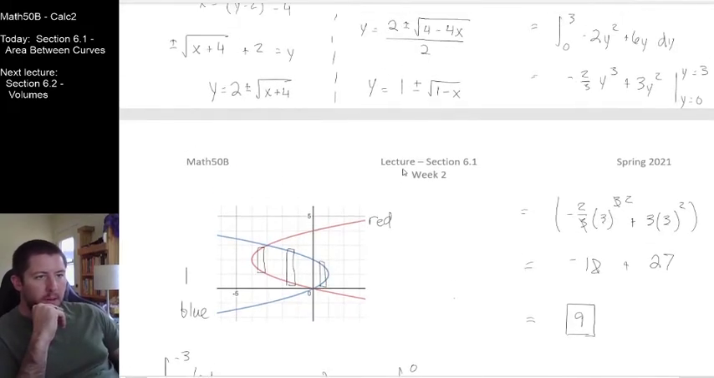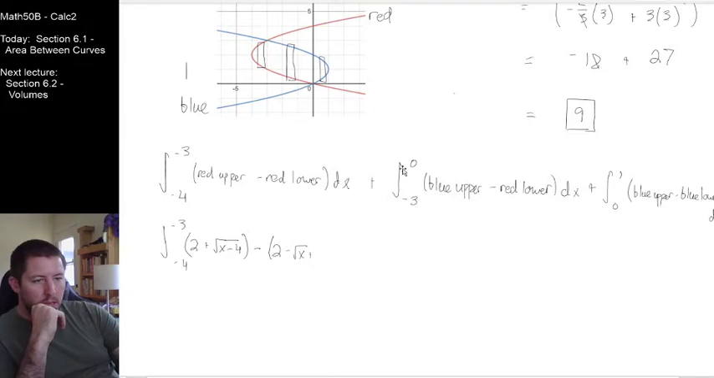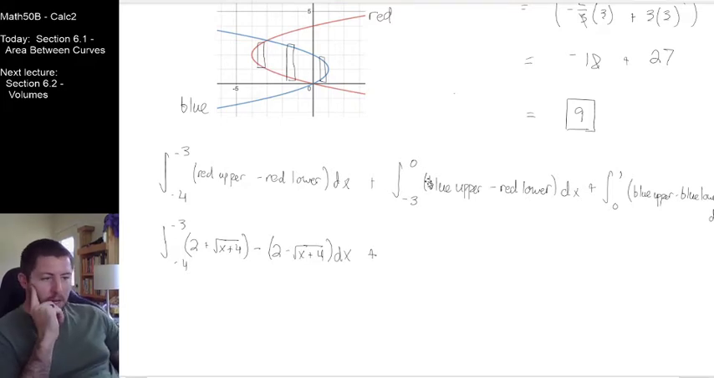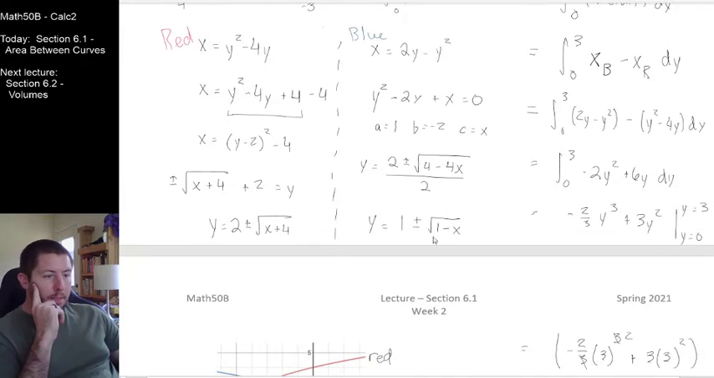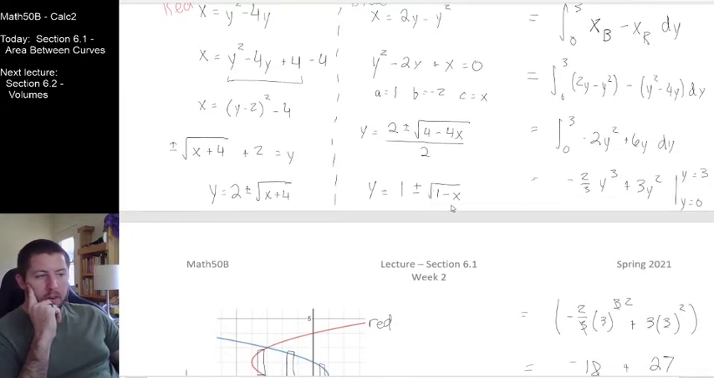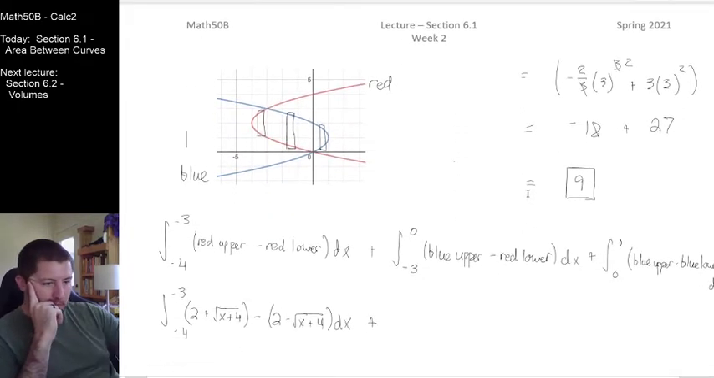Wait, is that an x plus 4 or x minus 4? That is an x plus 4. Actually, I don't think I wrote it wrong. This thing's just not picking up some of my pen inputs here, which is killing me. So there's our first integral setup. We got it right there. Let's write out the other ones, and then we can do the algebra and simplify these. Next one up, blue upper. Blue upper is going to be 1 plus the square root of 1 minus x.